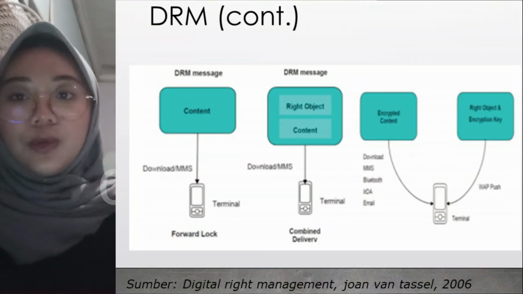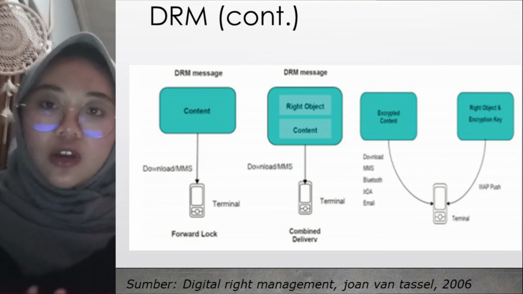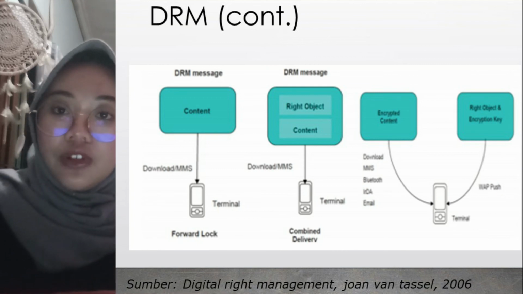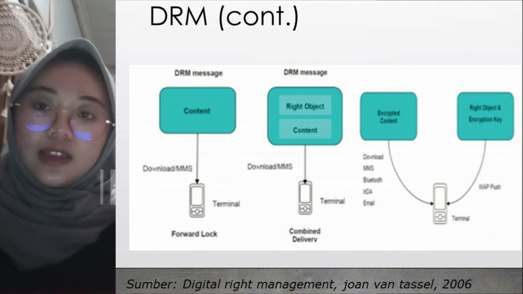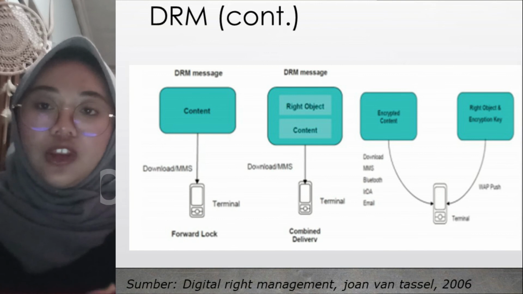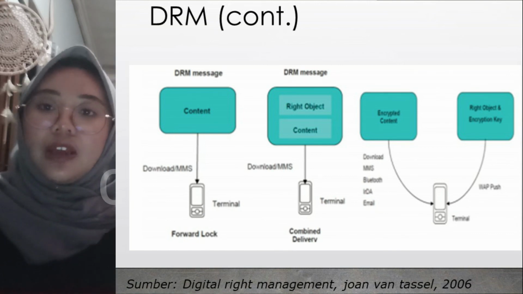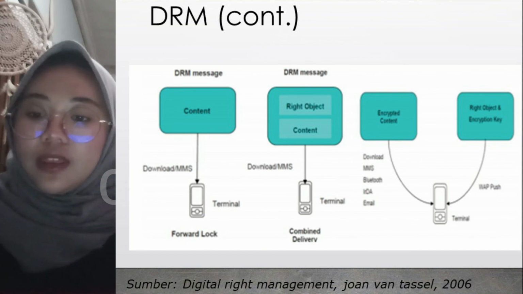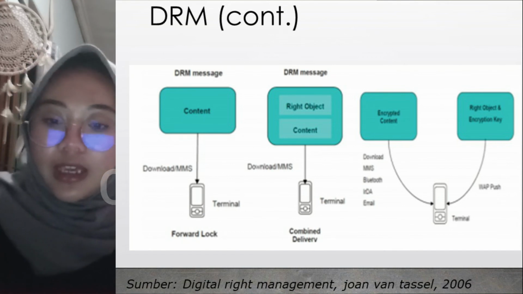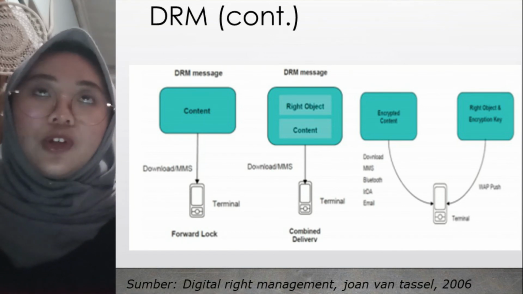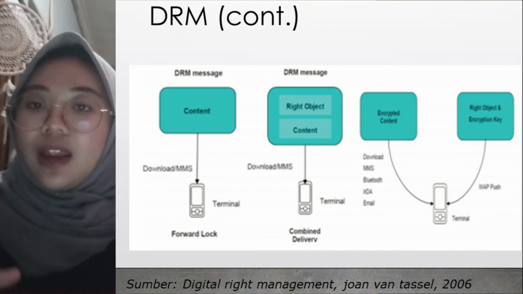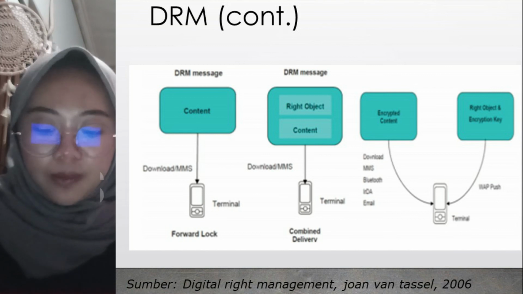So this is how it works actually. For forward lock, it only sends the content and then you download the content. If it's a combined delivery, the rights and the content will be delivered at the same time, and then you will download the content and the rights at the same time also. But for a separate delivery, the rights object and encryption key and also the encrypted content would be sent separately, but then you also have to download both of them.